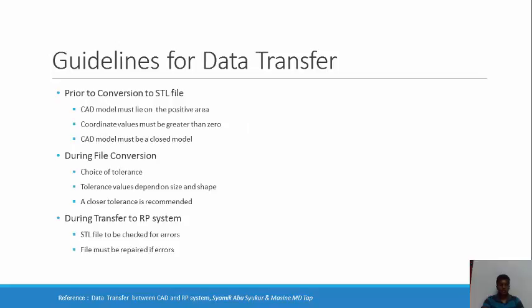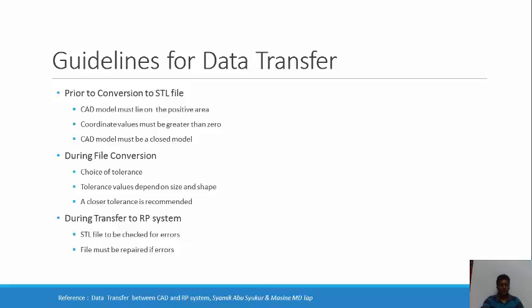Next we come to the guidelines in data transfer between the CAD system and the rapid prototyping system. The guidelines for data transfer are divided into three areas. First is prior to the conversion of the STL file.